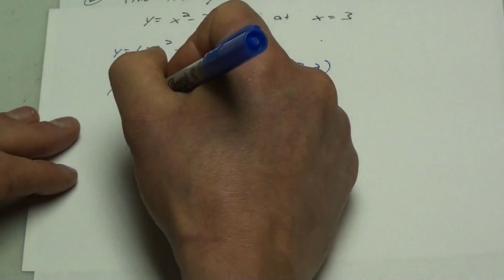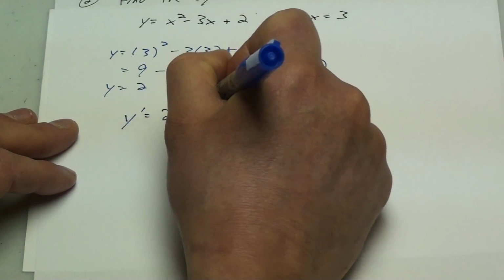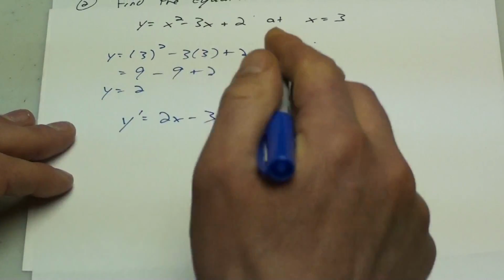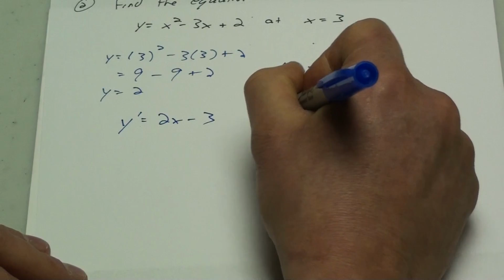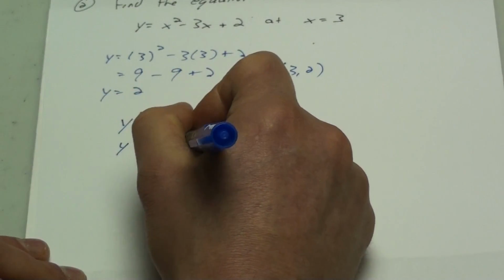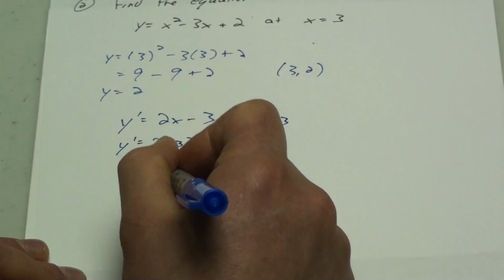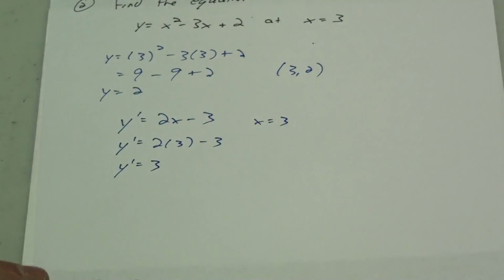Now I want to find the slope, or the derivative. Sorry, the derivative equals 2x minus 3. That is the derivative of the equation given. I want to put in x equals 3 to find the actual slope. So that's going to be 2 times 3, subtract 3. 2 times 3 is 6. 6 subtract 3 is just 3. So my slope is 3.